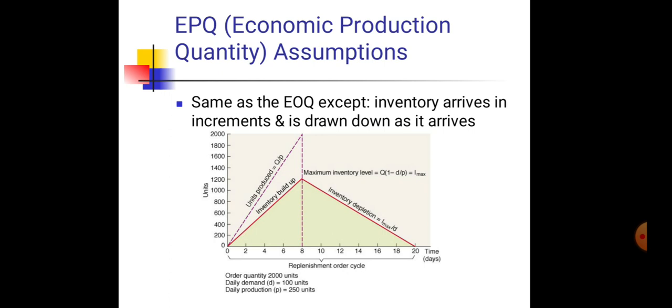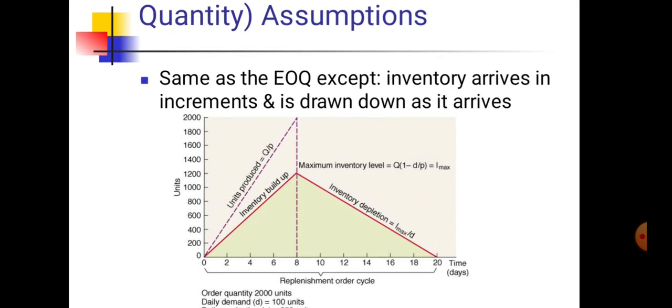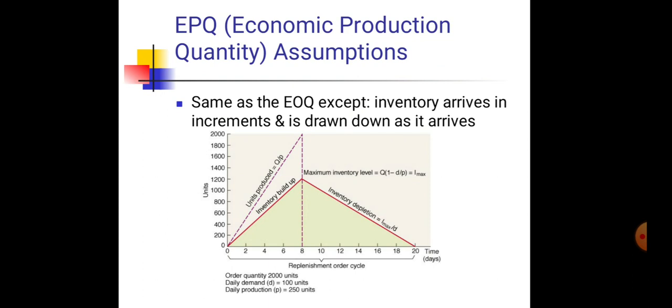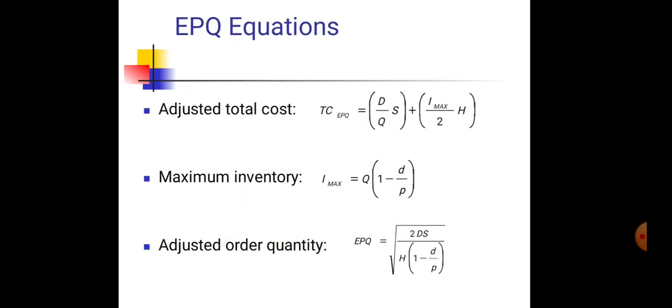The assumptions are the same as those of EOQ, except inventory arrives in increments and is drawn down as it arrives. Here we have units produced, quantity, then inventory build-up and inventory depletion. Inventory arrives in increments, so it is not single but arrives step by step.